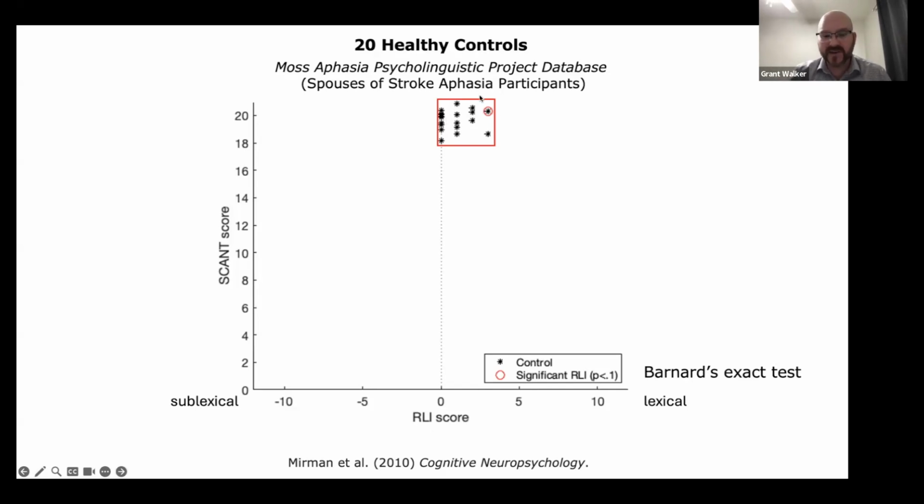Interestingly, if the healthy folks had some sort of bias towards one of the tests, it was always towards the lexical. They found the lexical items slightly more difficult, even though in the ratings of the items, in aphasia, the sublexical items were slightly more difficult. But they basically cluster close to 0. And there was, in fact, one person here who showed up as a significant difference. That's p less than 0.1 using a Barnard's exact test. But we're going to identify this as the control region.